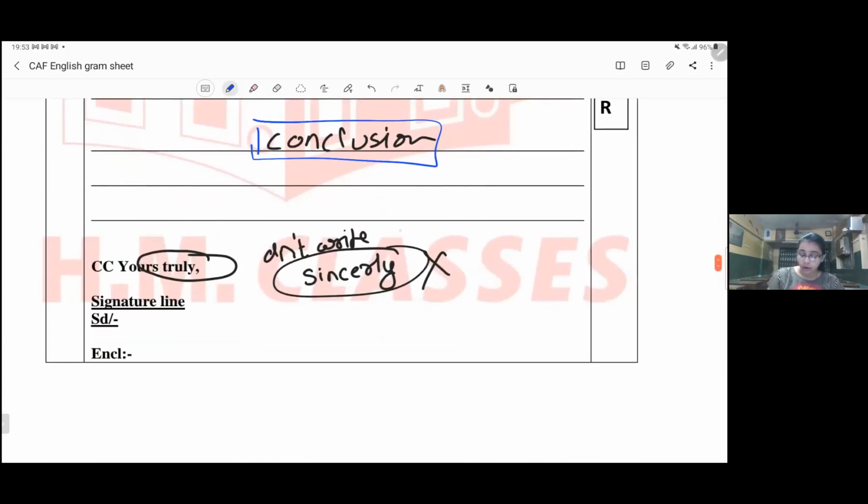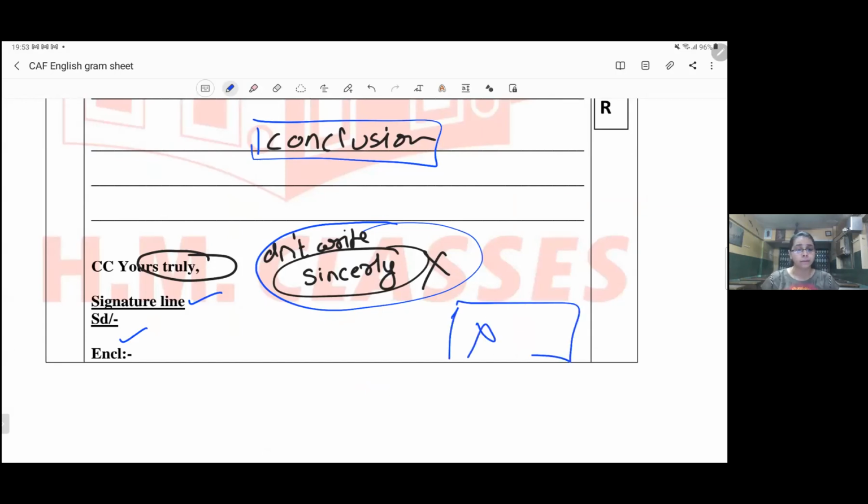Next, you are not writing sincerely. Write yours truly. Clear? Yes, I had told you earlier, but you are going to avoid sincerely as much as possible. You can write yours truly. Clear? Signature line and enclosure. On the right side, nothing will come here. This is your block format layout. Clear?